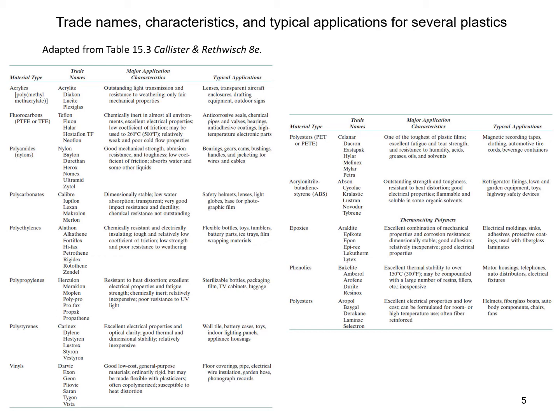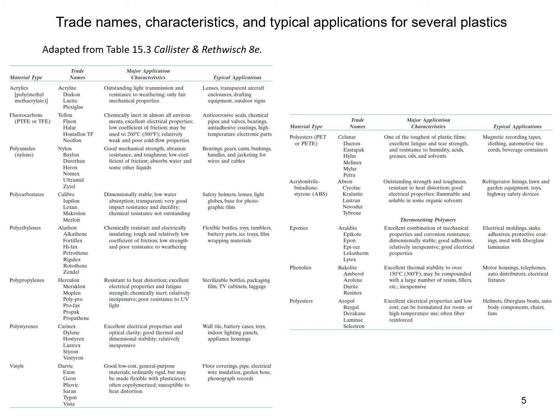For polystyrenes, I think you are very familiar with polystyrene. They have excellent electrical properties and optical clarity. They are good in dimensional stability and relatively inexpensive. So they are used for wall tile, battery cases, toys, indoor lighting panels, and appliance housing. Whereas vinyl, like our laminated floor, is a good low-cost, general-purpose material, ordinarily rigid, but may be made flexible with plasticizers and often co-polymerized, and susceptible to heat distortion. The applications are floor coverings, pipe, electrical wire insulation, garden hose, and phonographic records.